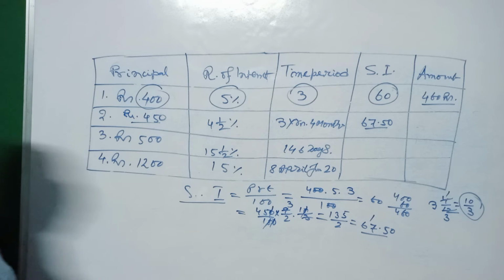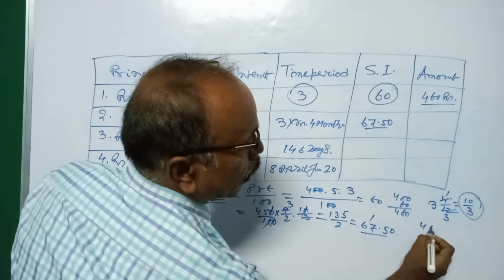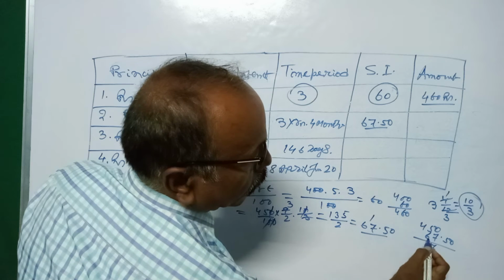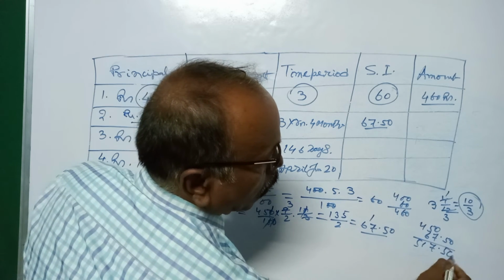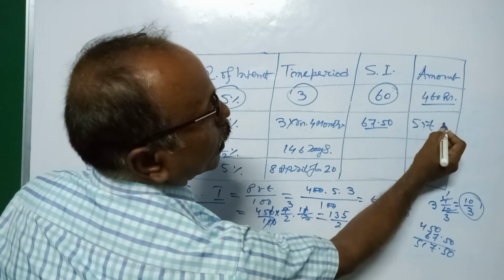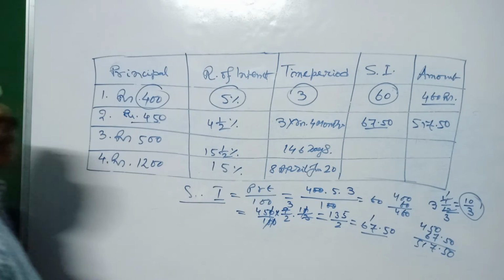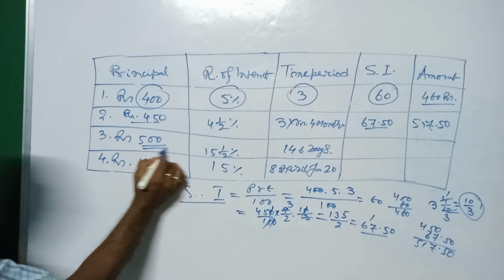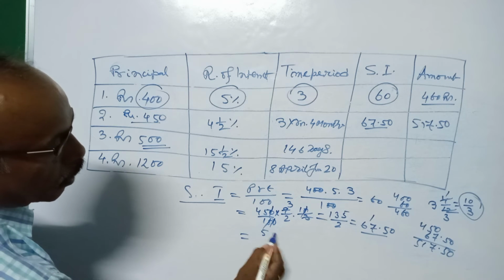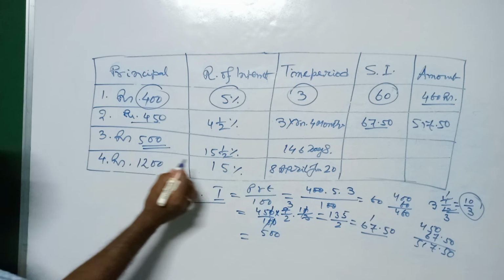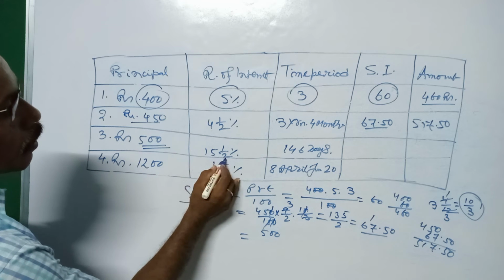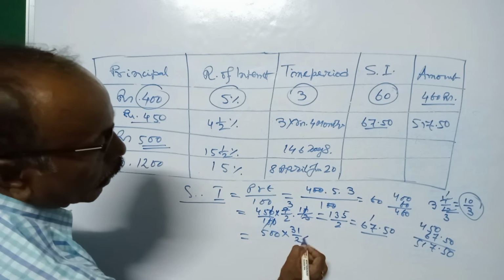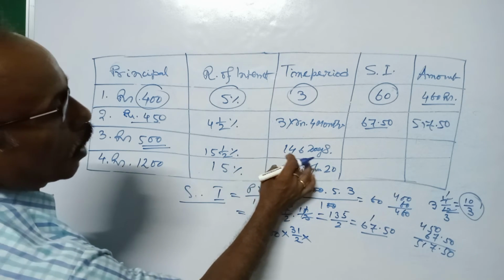Am I clear? Now amount will be 450 plus 67.50. It will be 517.50. Am I clear? Next, 500 rupees is principal. Principal is equal to 500. 15 2s are 30, 31/2, 31/2 into time period is 146 days.